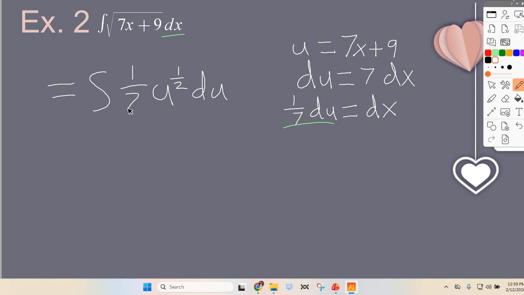So that's why I said constants are a pretty easy fix if you have extra constants floating. So now what is the antiderivative of u to the 1/2? U to the 3 halves over 3 halves, which is the same thing as multiplying by 2 thirds. There we go.